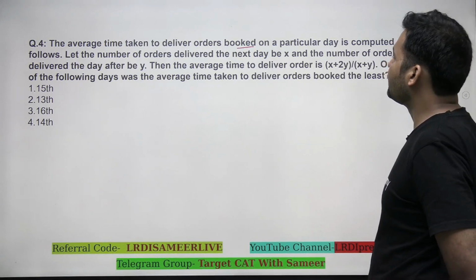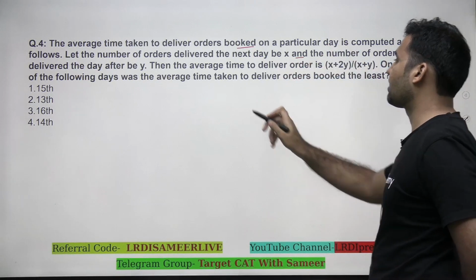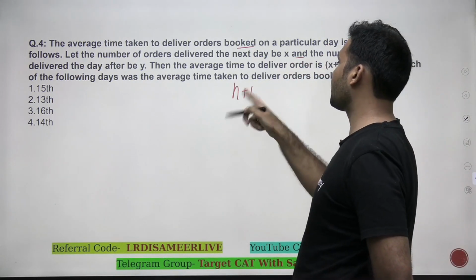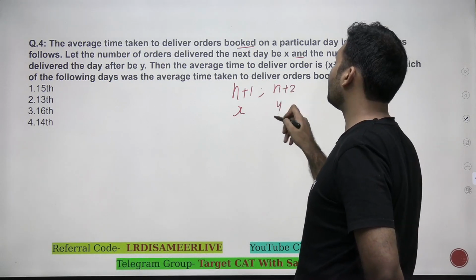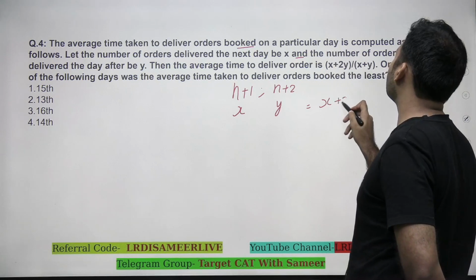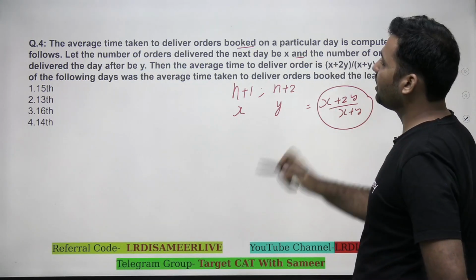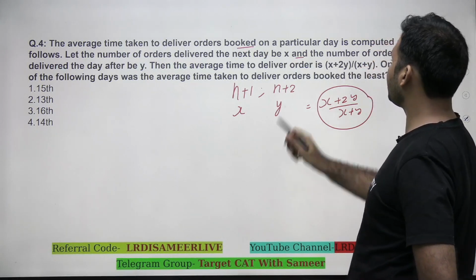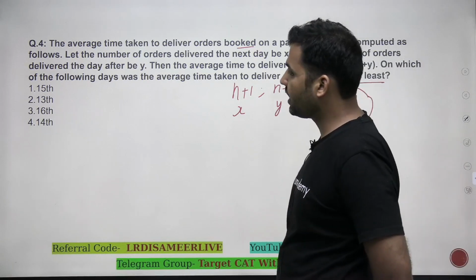Let the number of orders delivered the next day be X and the number of orders delivered the day after be Y. That means if the number of orders delivered on n plus 1 is x and on n plus 2 is y, then the average time to deliver the order is taken as x plus 2y upon x plus y. Now I'm supposed to find out on which of the following days the average time taken to deliver the orders booked was the least. So 13, 14, 15, 16.